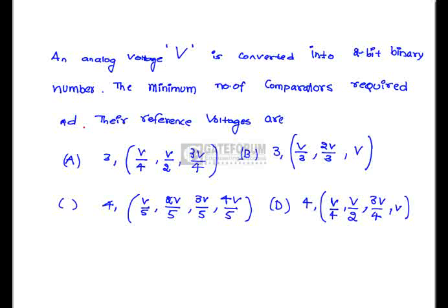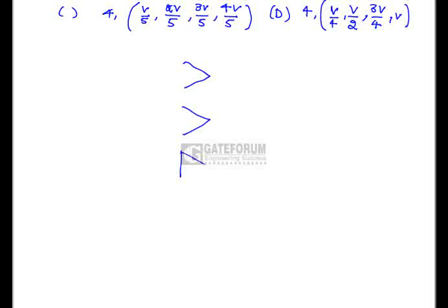See, if we want to convert any analog voltage into a 2-bit binary number, we have to represent the analog voltage with 4 levels, because each level can be represented with a 2-bit binary number. Because see here, suppose these are comparators. We are using op-amps as comparators here.